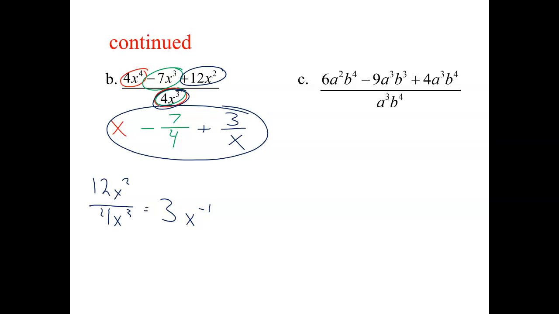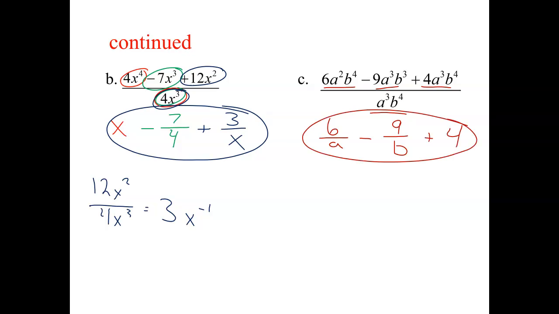All right, last one. Just 6 over a. The b's will cancel. 4 minus 4 is 0, so that eliminates. I'm just left with the a in the denominator. 9 over b, good. Okay, so that's dividing by a monomial, one term only in the denominator.